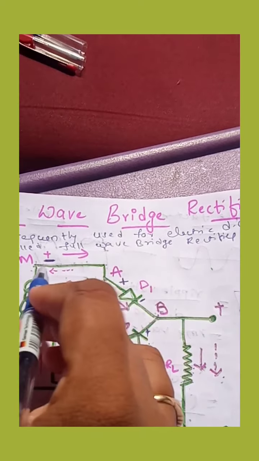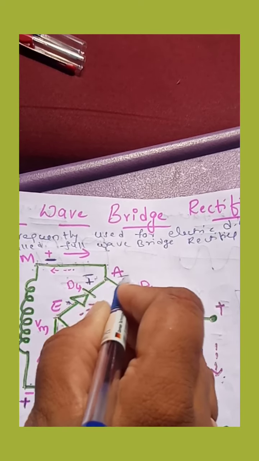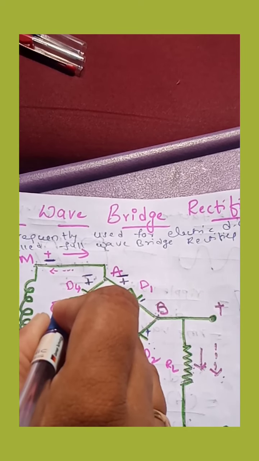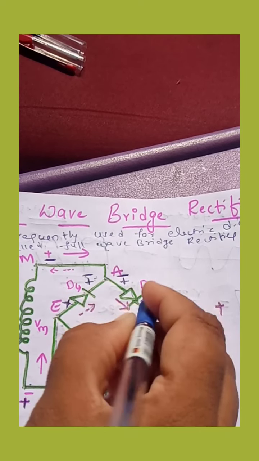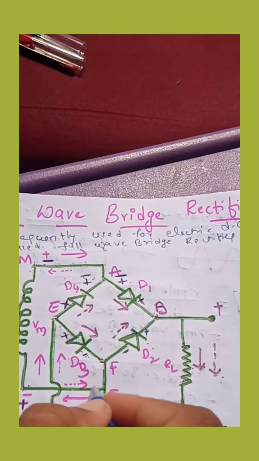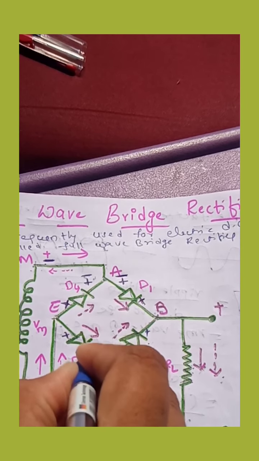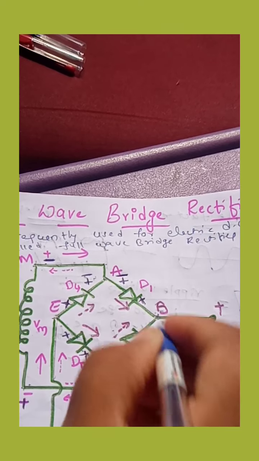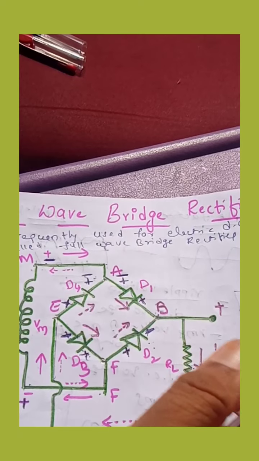As M is negative, here we get negative, and here it will be positive, and here it will be positive. Now N terminal is positive, so this is positive and this one is positive, and the other side here is negative and this is negative.